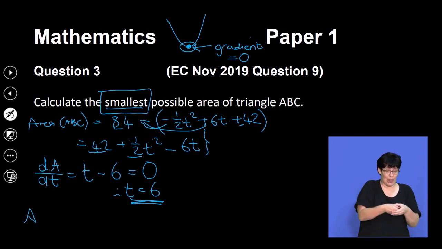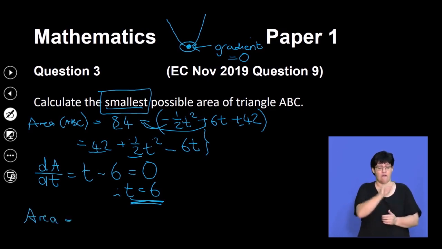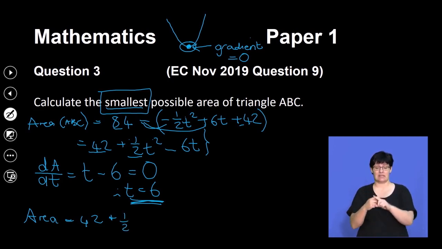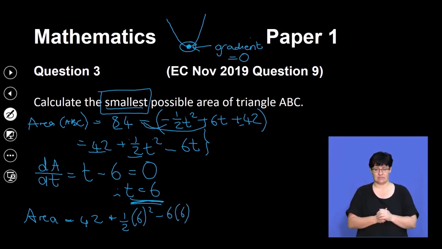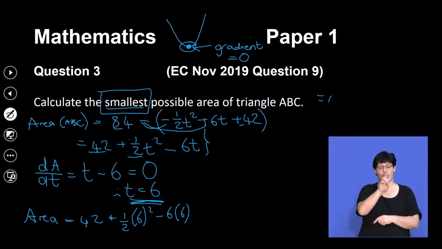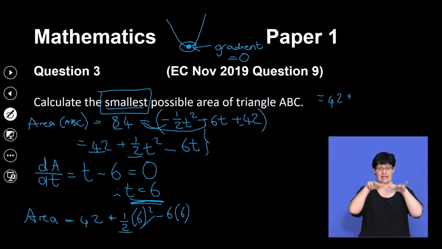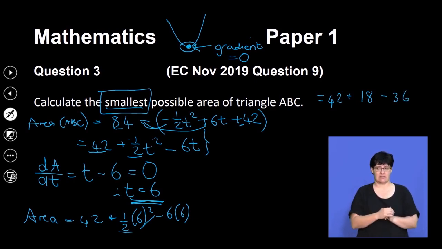So the smallest area is therefore going to be 42 plus a half times 6 squared minus 6 times 6. Okay, let's come over here. So that is equal to 42 plus, all right, my 6 squared gives me 36, and a half of that is 18, and I've got minus 36.